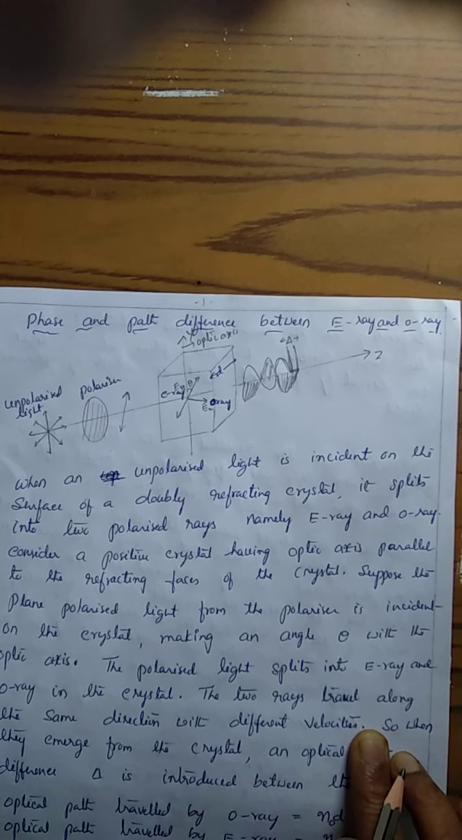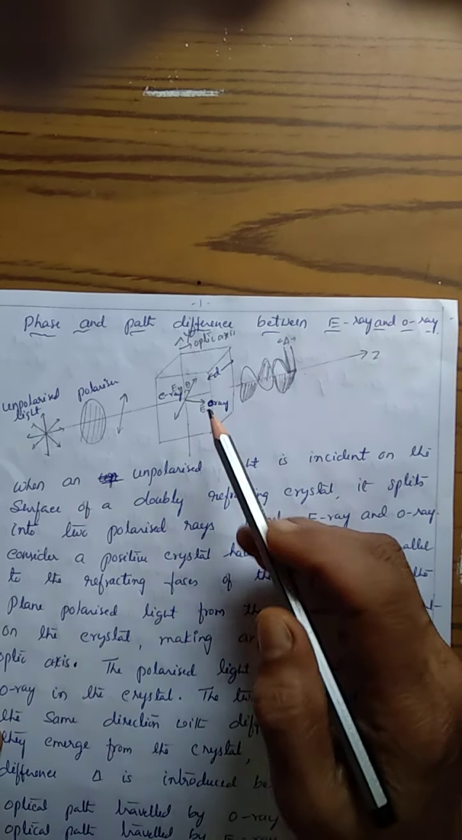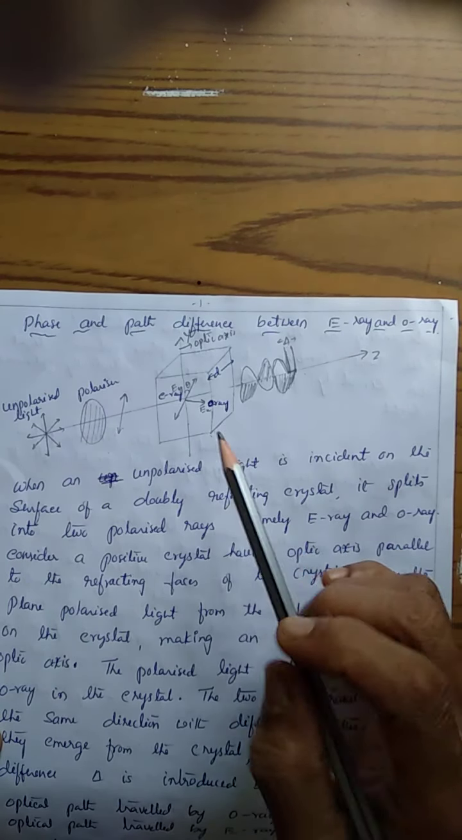E ray and O ray are plane polarized with planes of vibration perpendicular to each other. E ray is having vibrations parallel to the plane of incidence, O ray having vibrations perpendicular. So here, let us consider a positive crystal, say quartz.